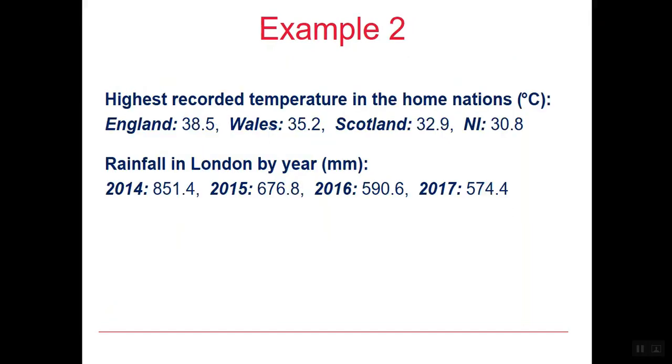In this example, we have the highest recorded temperature in the home nations. And we also have the rainfall in London by year. So we do have two variables. We have temperature and we have rainfall, but they aren't paired in any meaningful way. Therefore, this data is not bivariate.